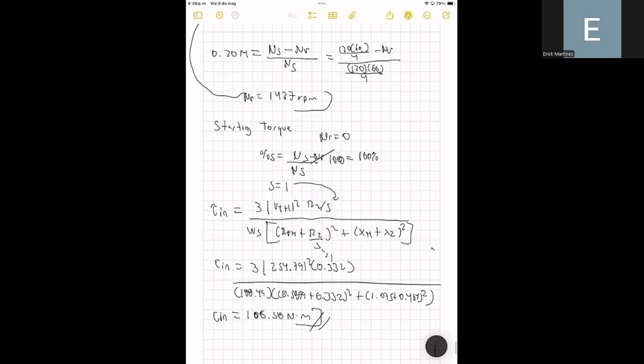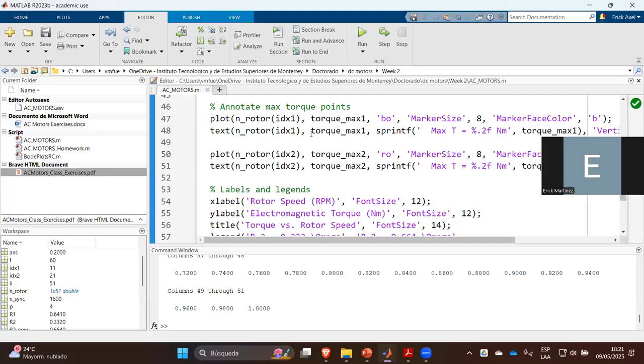But I also wanted to show you that we can use this induced torque formula that I placed here in order to compute all these quantities and also plot the speed and torque curve of the induction motor that we are analyzing. So to do that, let me go to MATLAB. I have prepared a MATLAB script for this. Let me share my screen.